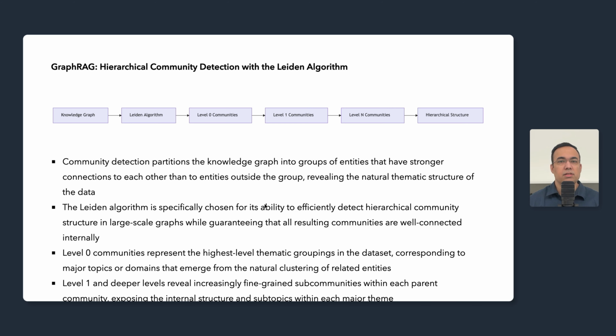The hierarchical organization is what enables GraphRAG to answer questions at different levels of abstraction. When you need a broad overview, you can query at higher levels. When you need specific details, you can query at lower levels. In my experience, the automatic community detection usually produces sensible groupings, but the quality depends heavily on the quality of your underlying entity and relationship extraction. If important relationships are missing from your graph, the community structure won't accurately reflect the thematic structure of your data. Now let's look at how community reports are generated from these detected communities.